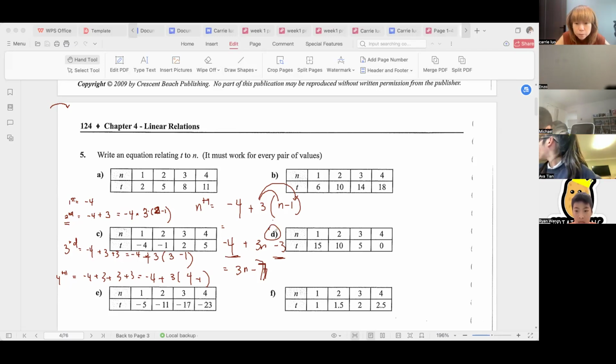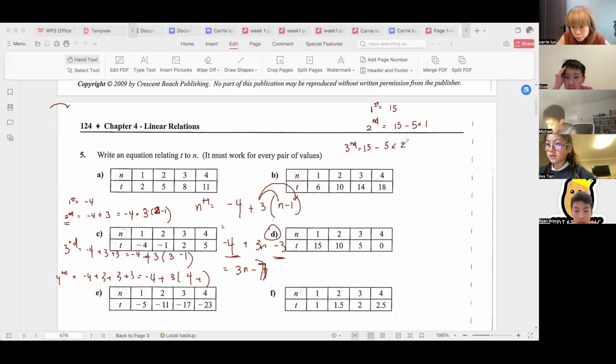First one, same as the teacher, first one, write it as 15. The second one, 15 minus 5. The third one equals 15 minus 5 times 2. Right? So where does the 2 come from? It's 3 minus 1, right? This one comes where? It's 2 minus 1. Actually, if you take a look at the first one, Ava, it's the same thing. It's 15 minus 5 times 0, right? So where did this 0 come from? 1 minus 1.